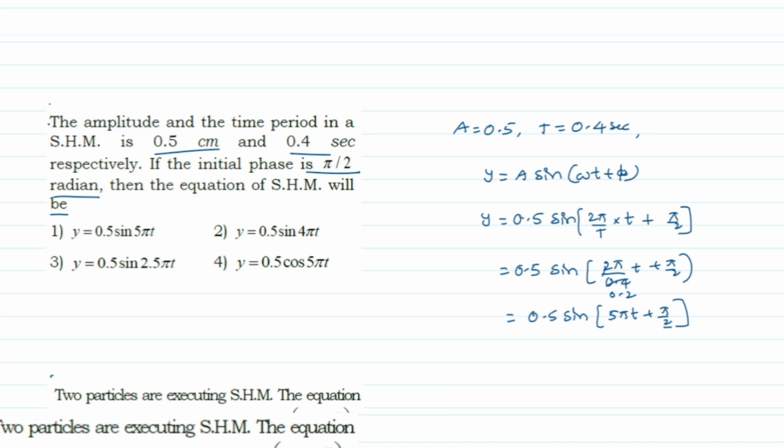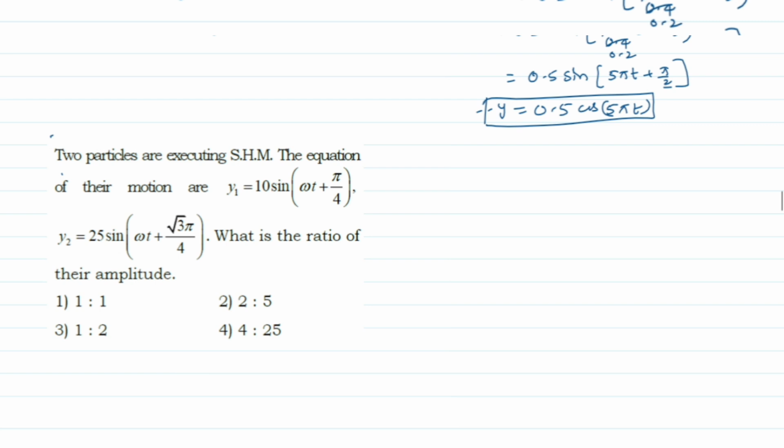Sin(90 plus theta) is cos theta, therefore y equals 0.5 cos 5 pi t. 0.5 cos 5 pi t is the correct answer.